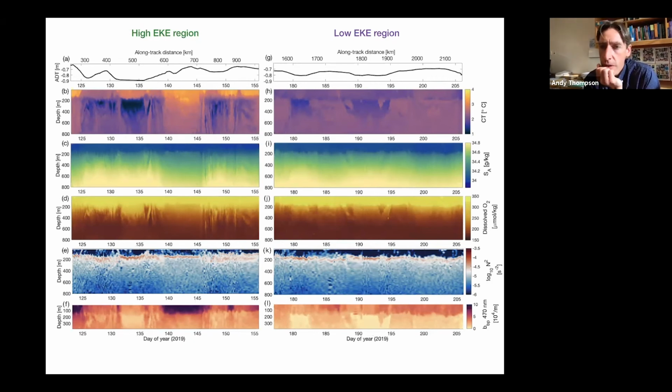So I'm not sure, you can't see my mouse, right? No. Okay, so that's a little bit of a shame.